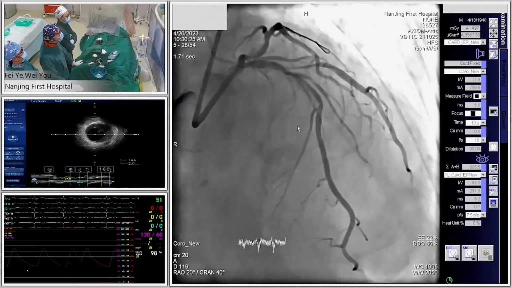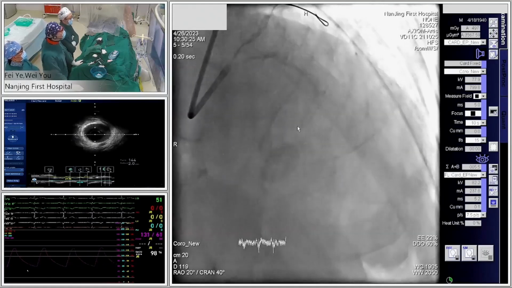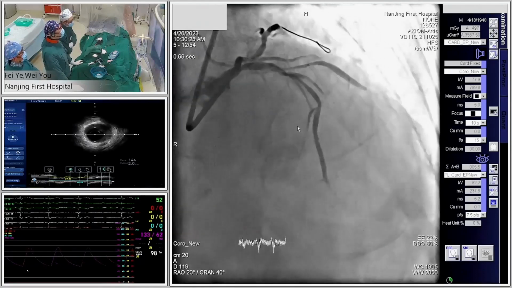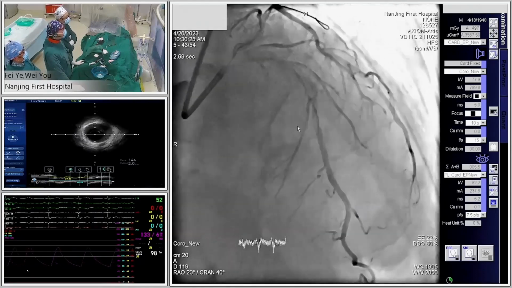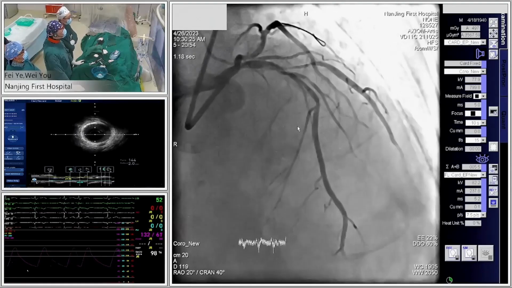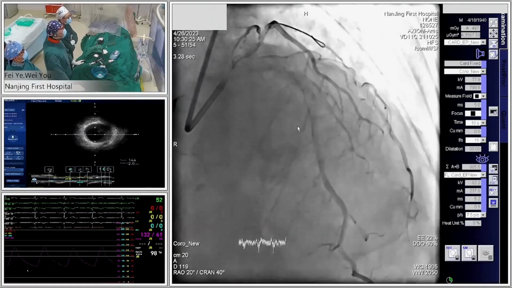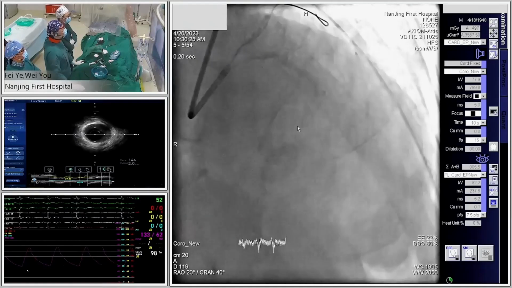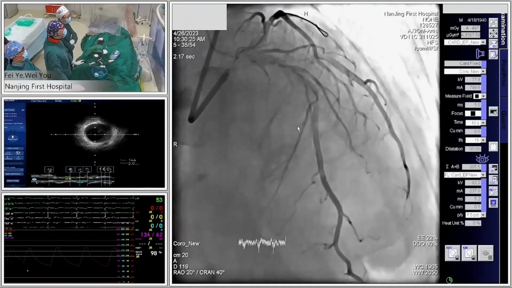Okay, cranial view, very clearly. You can see the proximal LAD extended to the middle LAD. You can see the diffuse long lesion, and you can also see severe calcification and also a muscle bridge in the distal segment of the LAD. So this is today's angiography.